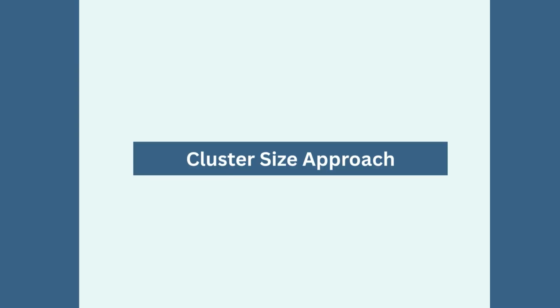Second approach is the cluster size approach. In this, you should match your salt factor to your cluster's processing power, that is, available CPU cores. If your Spark cluster has around 50 executors available, choosing a salt factor close to that number gives Spark more opportunities to process the skewed data in parallel.